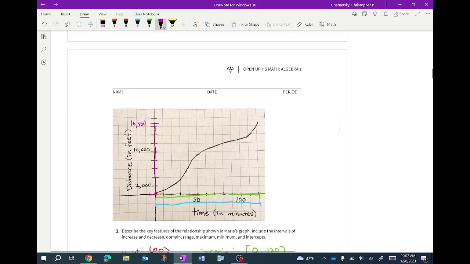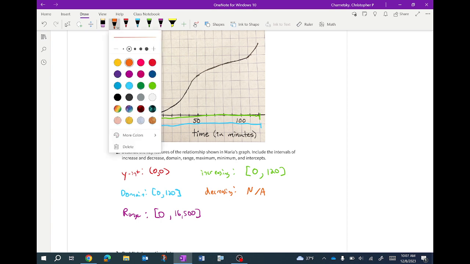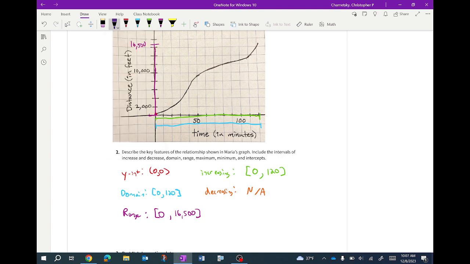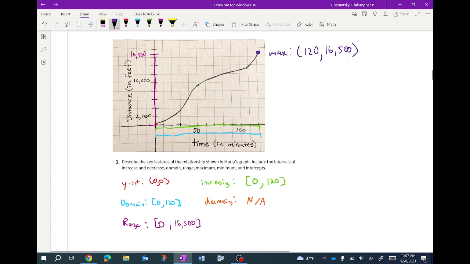Oh, one more key feature that we could read is a maximum value. Our maximum value is the highest point right there. That's our maximum. And that maximum is at the coordinate of 120 minutes. And we have a distance of 16,500. Okay.